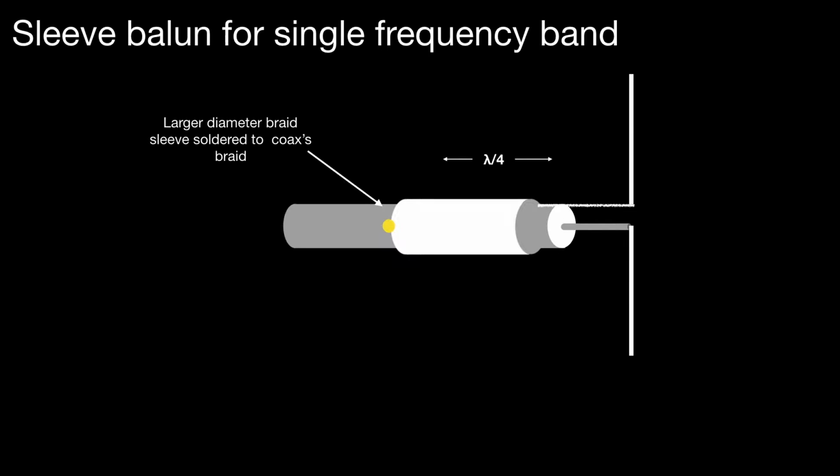So the large diameter braid is soldered to the coax's braid, and the dipole arms are soldered to the inner coax braid, and the outer braid is insulated over its length, apart from where it's soldered, the rest of its length from the inner braid, and that's quite important. So reiterating for this one that the sleeve balun is only really any good for a single frequency band.